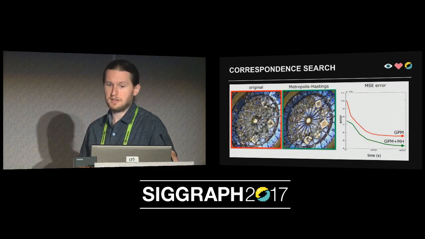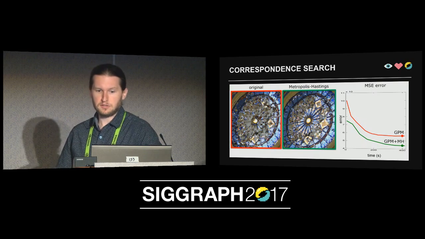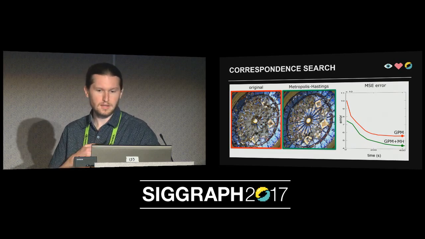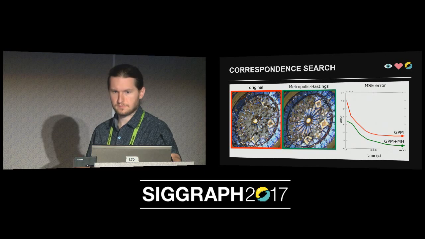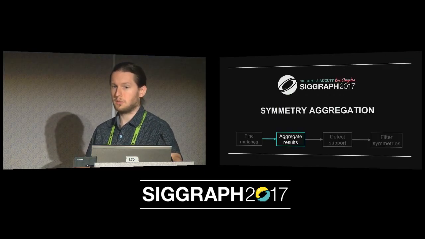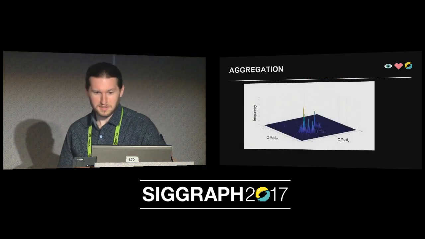This change dramatically improved the chances of the algorithm converging. Simultaneously, the new sampling scheme consistently yields better search results, both in terms of reconstruction error and mean distance on a same-time basis. Having found the local correspondences, we now only need to aggregate them to extract the symmetry transformations. Would that it were so simple.